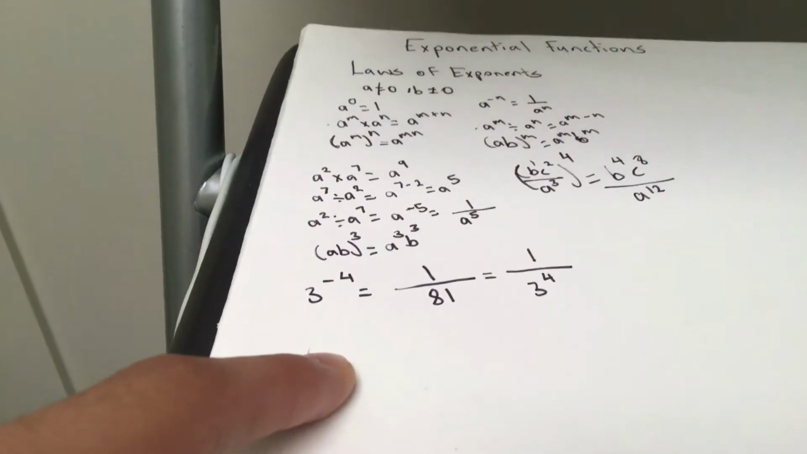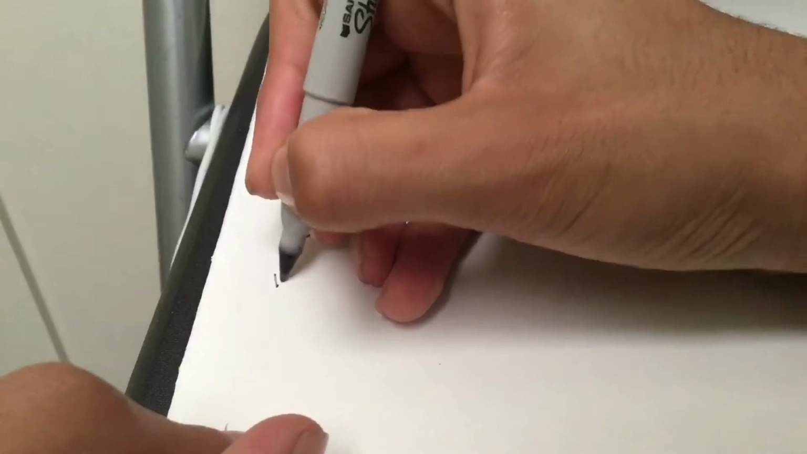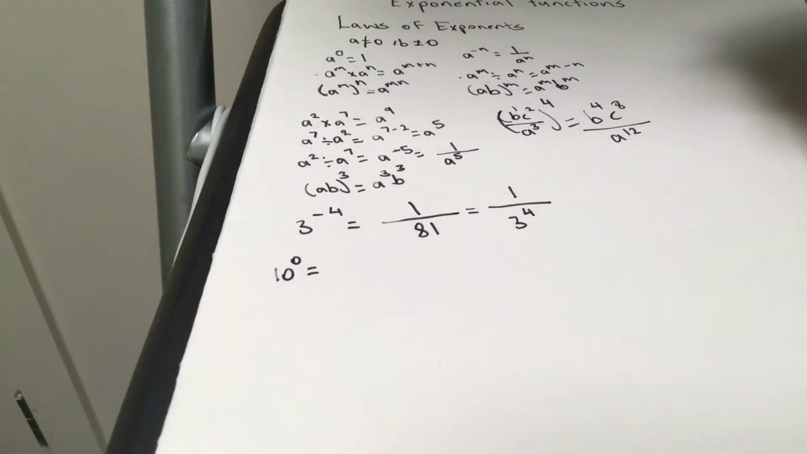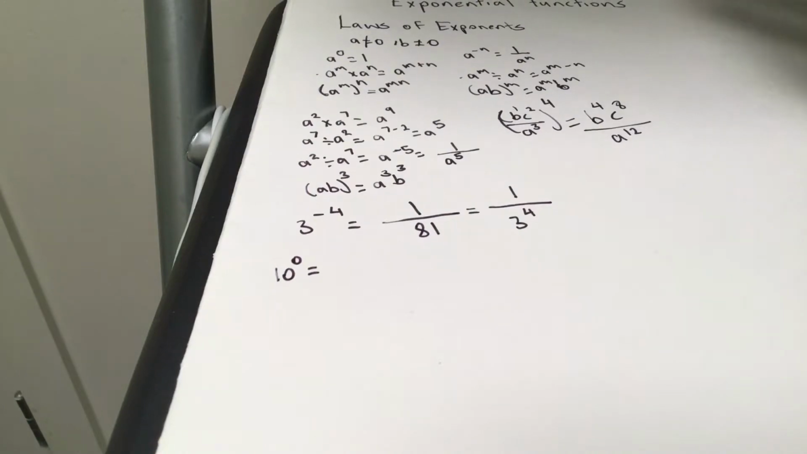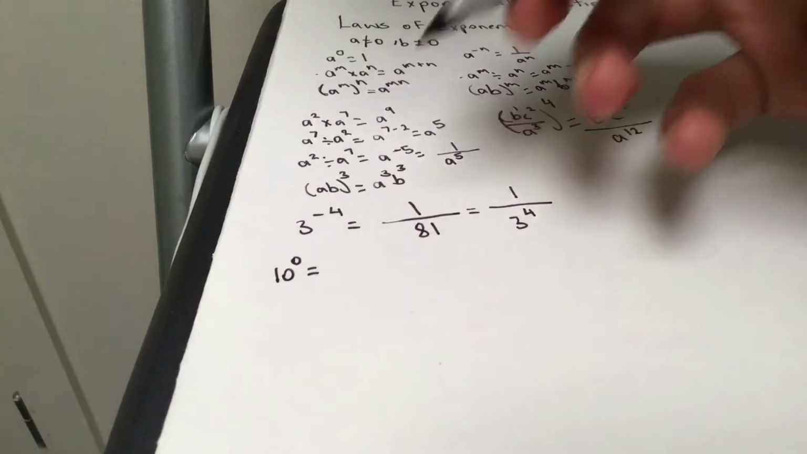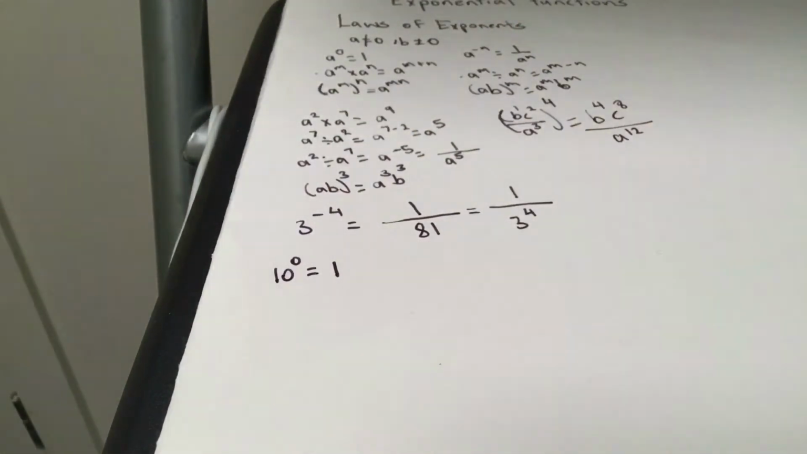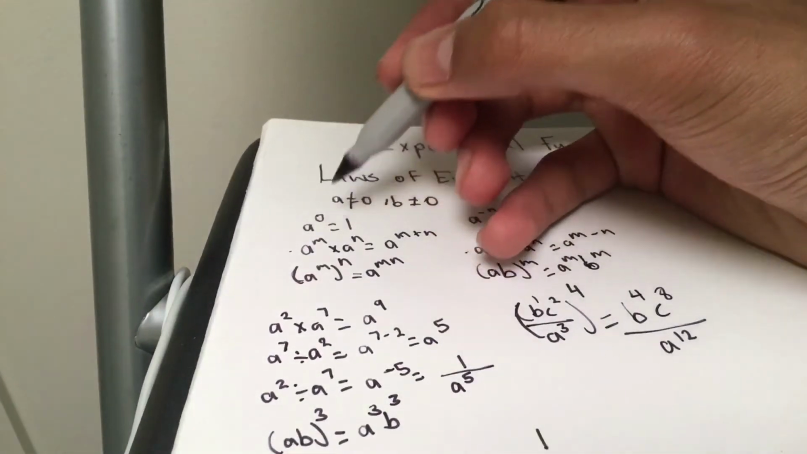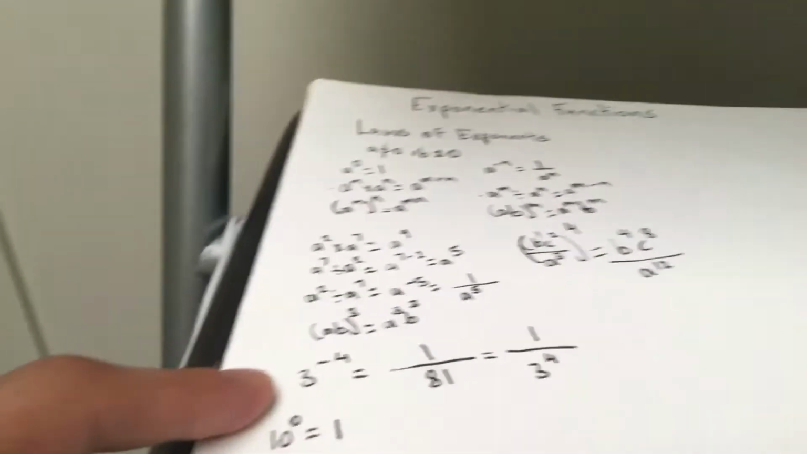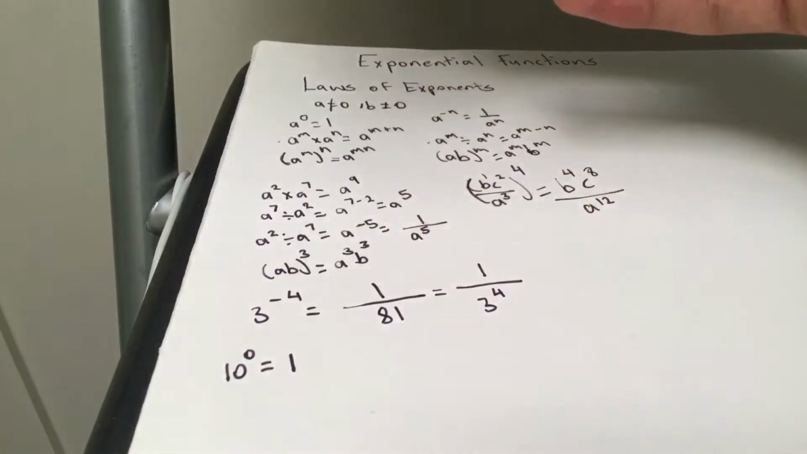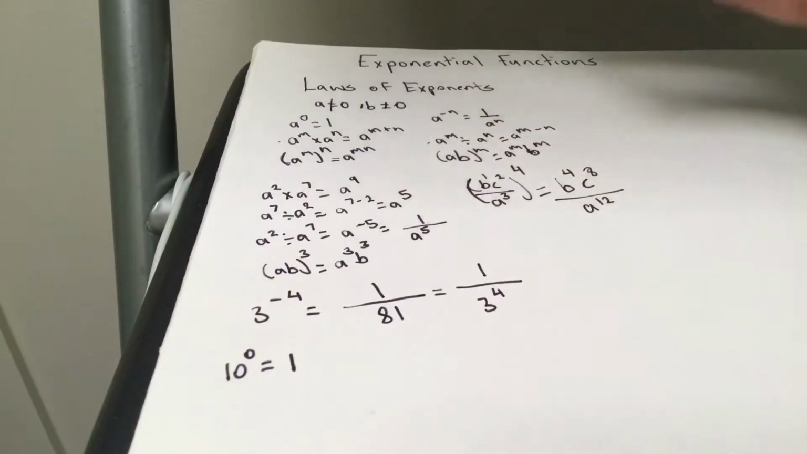Okay. Now let's do 10 to the power of 0. This question might be straightforward, but most people can get this wrong because most people think it's 0, but the actual answer is 1. As you see, our first rule states that a to the power of 0 equals 1. So watch out for that. When you see a number to the power of 0, it's always equal to 1.